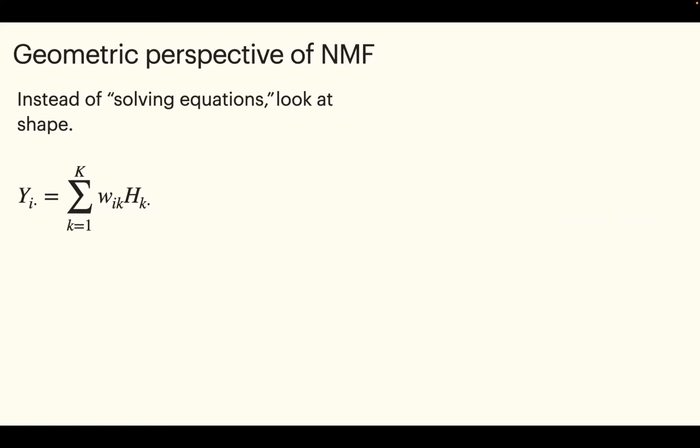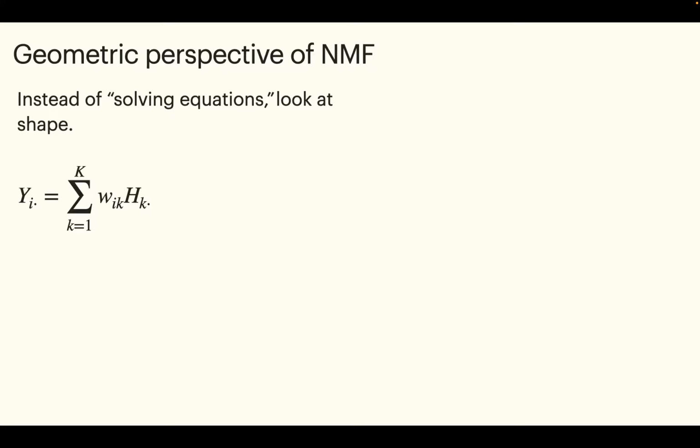A less common perspective for source apportionment is to look at it in terms of geometry. Instead of solving this non-negative matrix factorization, there is an alternate and somewhat niche point of view: you look at the geometry of the problem. And this is done by looking at the ith row of the data matrix Y, which can be written in terms of a non-negative linear combination of the rows of the matrix H.